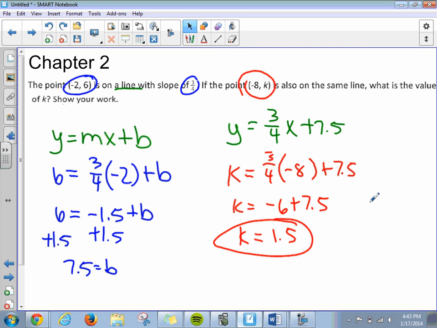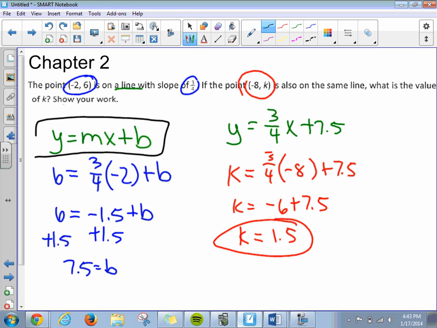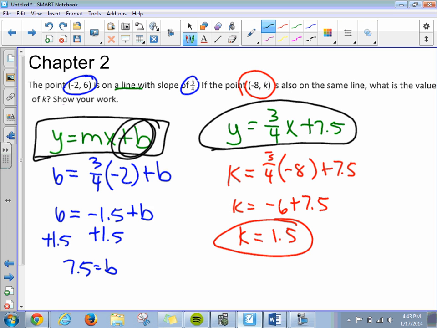All right, so with this one, you had to know that we're talking about a linear relationship, a line. So we're going to need to use our y equals mx plus b. We didn't know what b was, and so we solved for b. And then once we knew it, we had created a new equation of that line, and we were able to solve for our unknown, which in this case was k, for our y value.